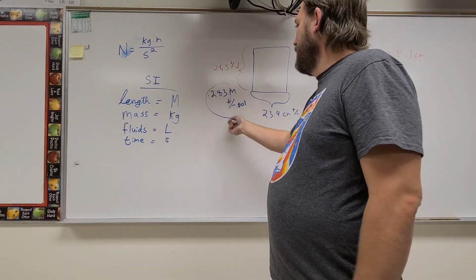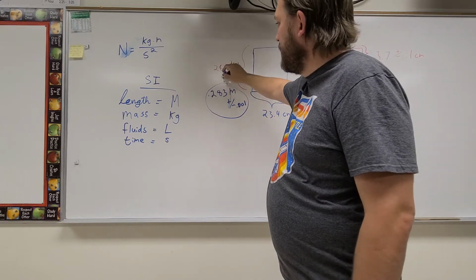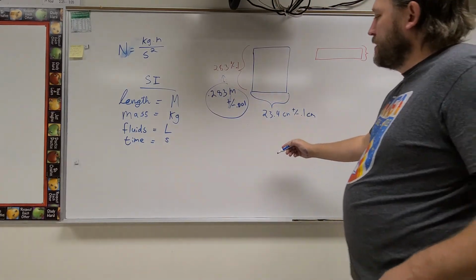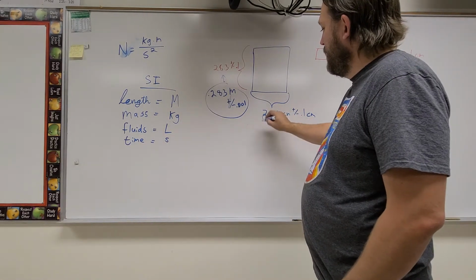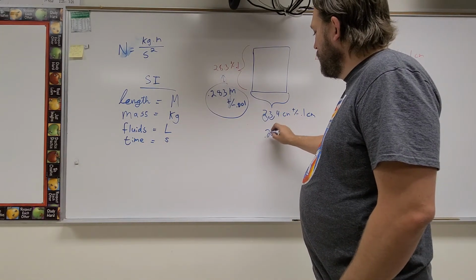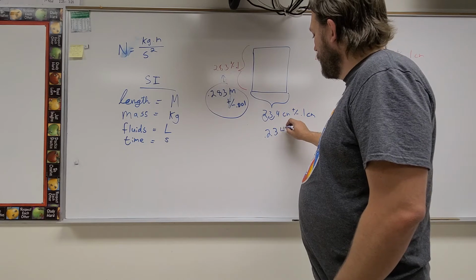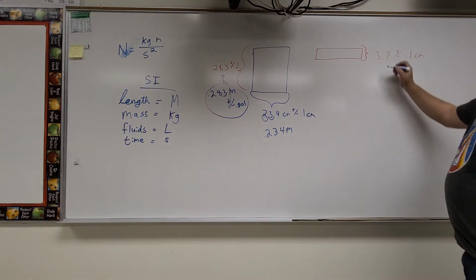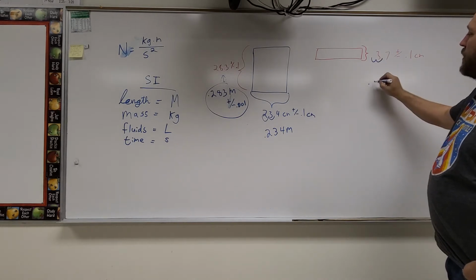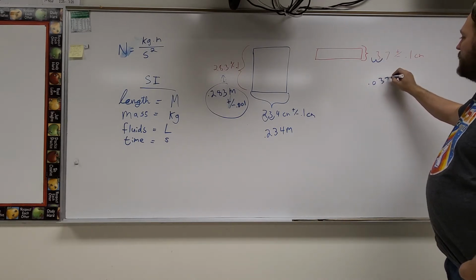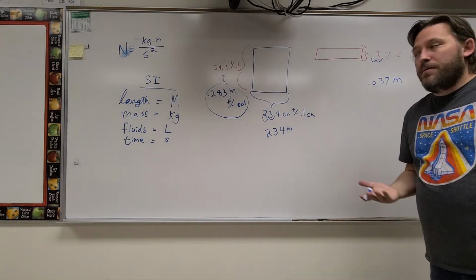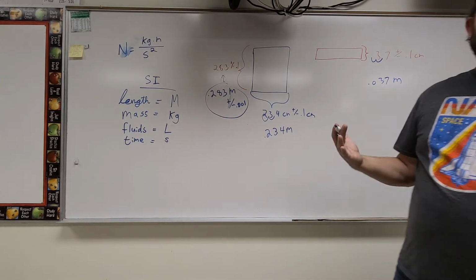But this is the same as this number, but this number is now usable for most physics problems. Same thing with this. We're going to move the decimal over twice, and we're going to get 0.234 meters. And same thing with the depth. We're going to move it over twice, and we're going to get 0.037 meters. And the answer doesn't change, but now the answer is more usable.